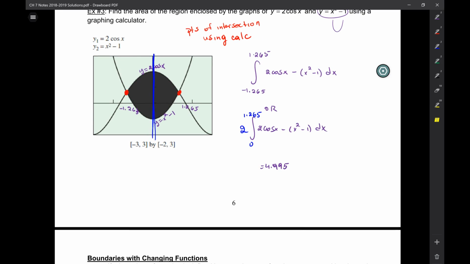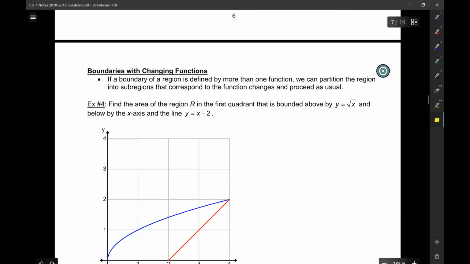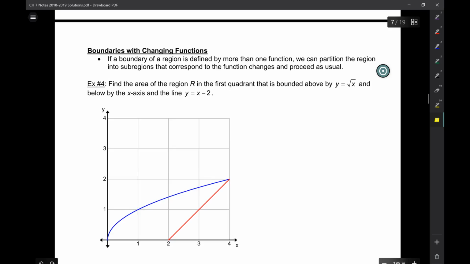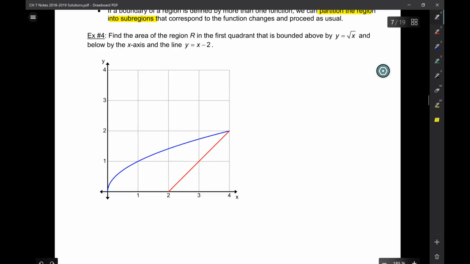So like here, for example, for the duration of this interval, the cosine function was on top, and then this parabola was on the bottom, correct? Now, what if the boundary of a region is defined by more than one function? In that case, what you have to do is partition the region into subregions that correspond to where the function changes. Okay, so take a look at this one.